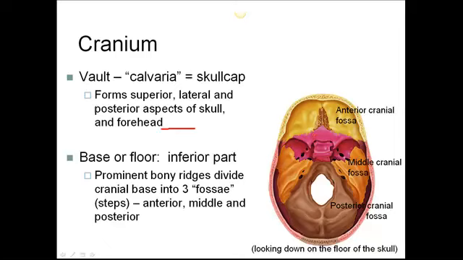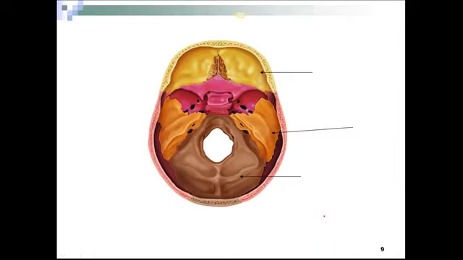Okay, so this is the floor of the cranium, right? This is the frontal bone here. This is the sphenoid bone here. These are the temporal bones. This is the occipital bone. We'll go through that in a moment. So again, anterior, middle, and posterior cranial fossa.